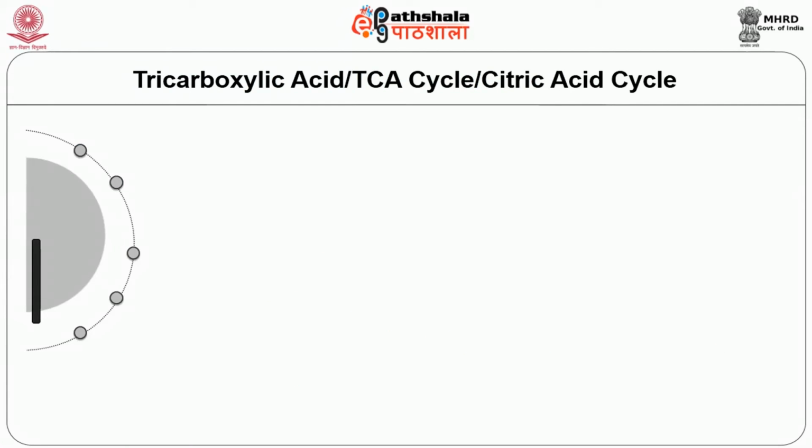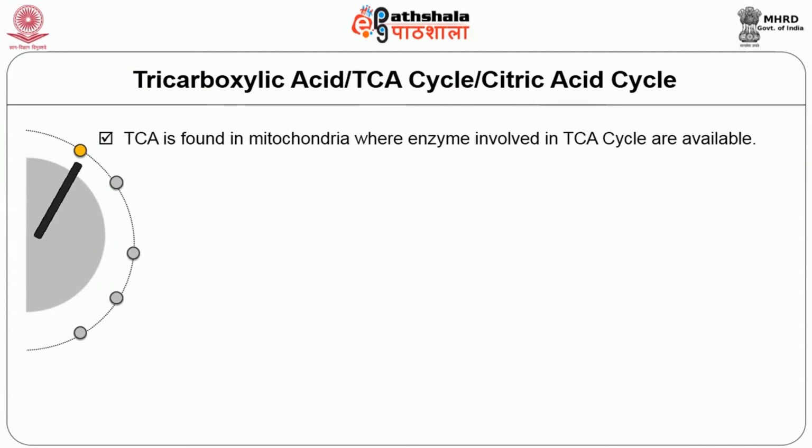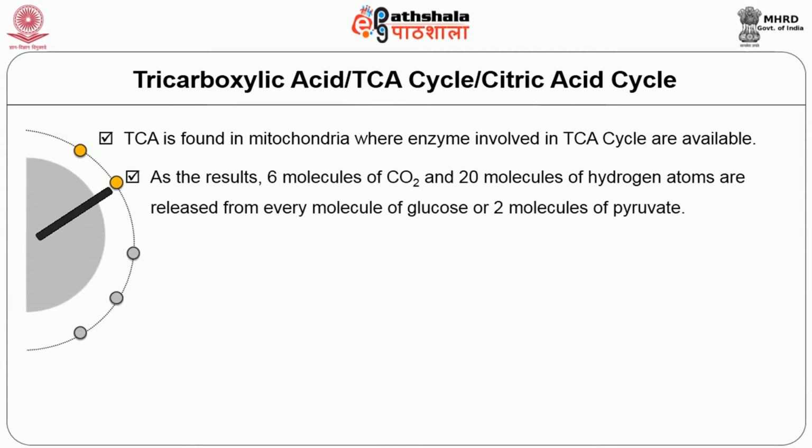The tricarboxylic acid or TCA cycle, or citric acid cycle. TCA is found in mitochondria where the enzymes involved in the TCA cycle are available. As a result, 6 molecules of carbon dioxide and 20 molecules of hydrogen atoms are released from every molecule of glucose, or 2 molecules of pyruvate.